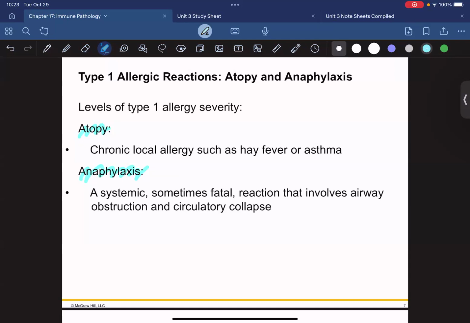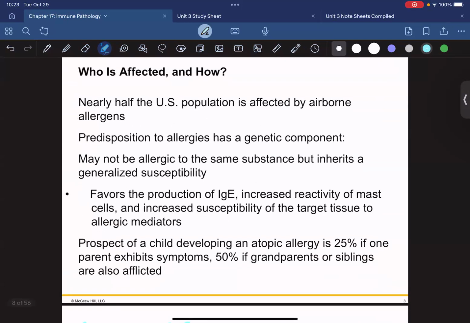Anytime you have anaphylaxis going on, it's almost always going to be allergically related, but there are different triggers. Most of the United States is going to have some kind of allergy, but about 50% have what we would call airborne allergies, so respiratory contact allergies. There is a genetic component to our allergies, but like we've said, with the rearrangement of your antibody genes, there's a lot of variability from parent to child. The prospect of your child developing an atopic allergy, like cat allergy, is 25% if one parent exhibits the symptoms, and 50% if we also have grandparents or siblings being affected.